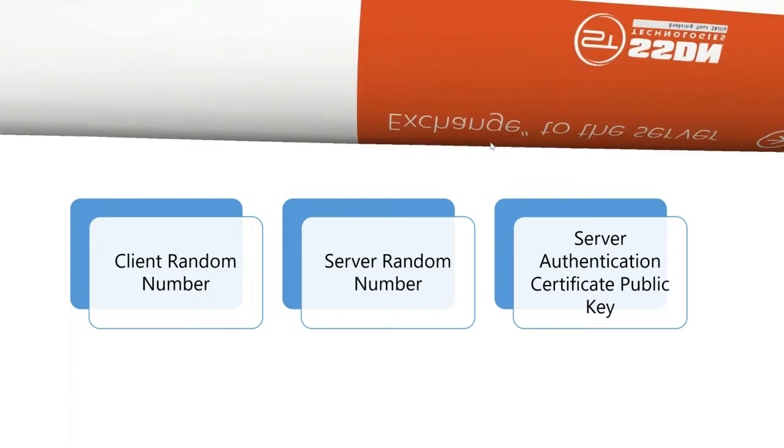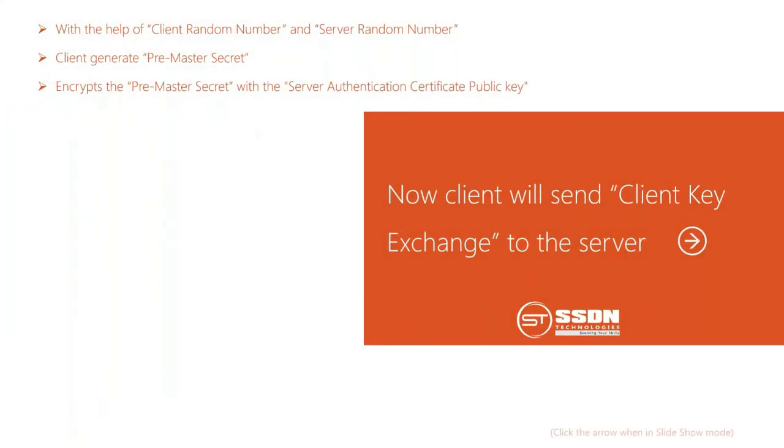Now, with the help of the client random number and server random number, the client generates the pre-master secret, and it encrypts the pre-master secret with the server authentication certificate public key, and sends it in the client key exchange packet. Once this packet is sent, the server is able to decrypt it because the server has the private key of that certificate. Remember one thing, that the private key never travels over the wire.